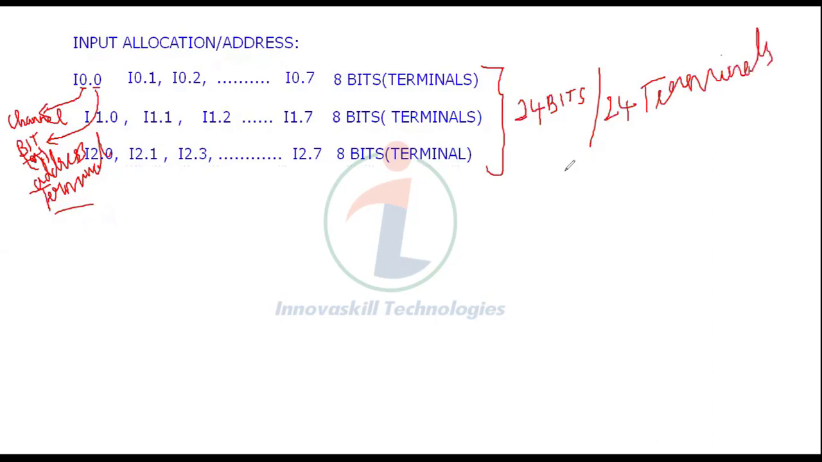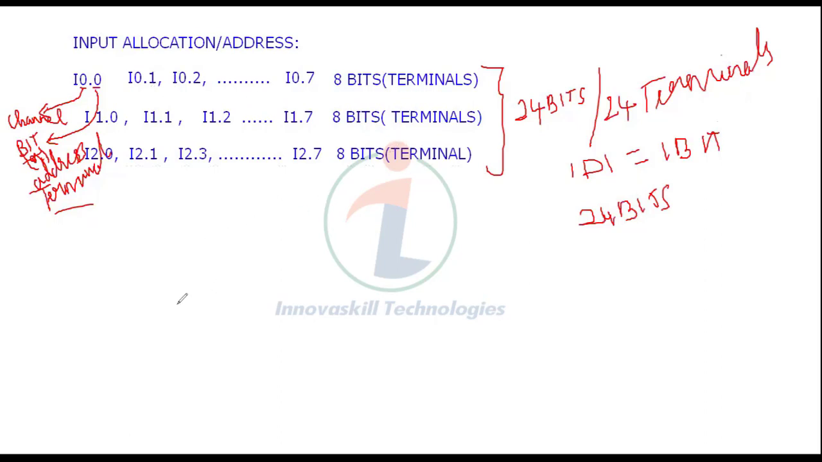For digital, one digital input needs 1 bit. So if there are 24 digital inputs, it needs 24 bits. So 24 bits are required for 24 digital input terminals. This is how the address will be given for each and every input.